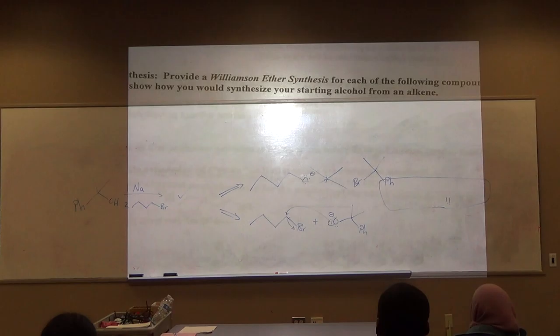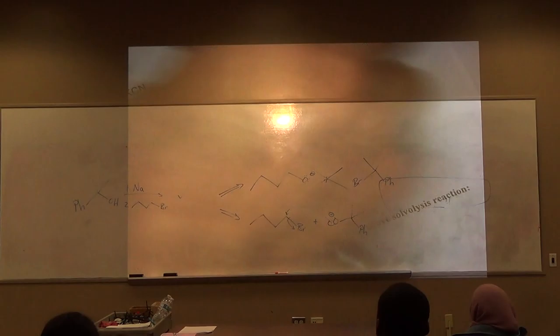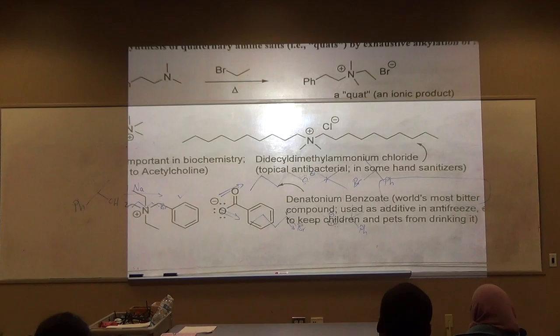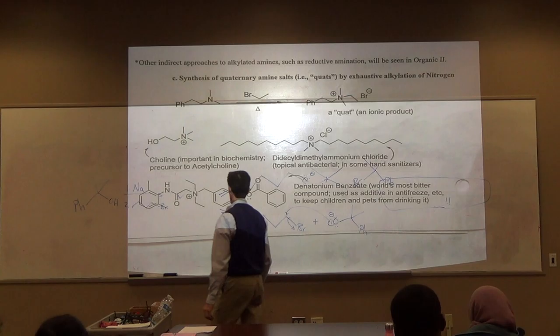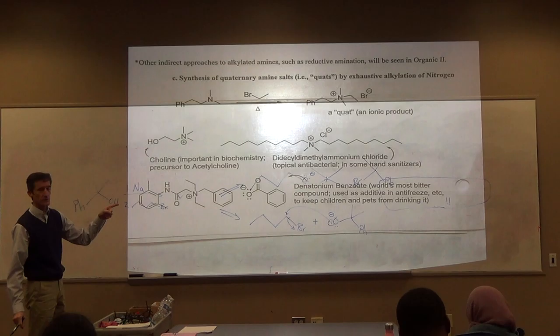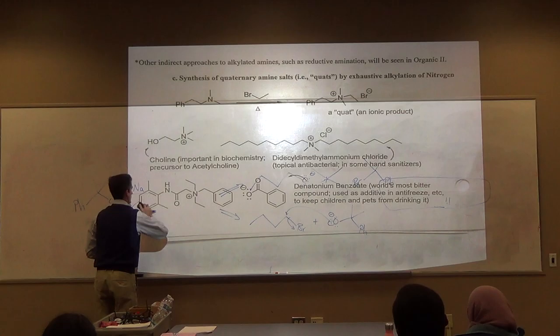How'd we do on that one? We looked at quats and we saw an interesting molecule. Well, it's more than a compound, it's a salt. Denatonium benzoate, world's most bitter compound. See, it's a quat here. I always sense you guys just don't know what salts are.